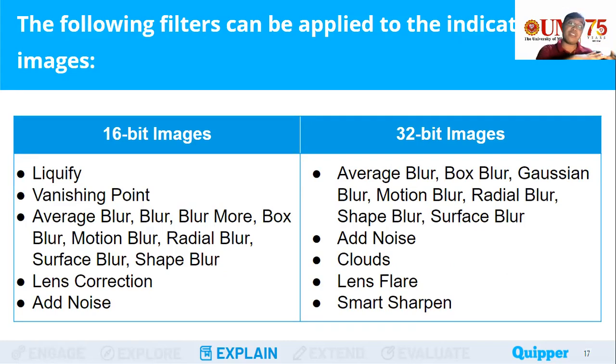16-bit: liquify, vanishing point, average blur, all classes of blur except Gaussian blur because we can find it in 32-bit images. Can add noise, clouds, lens flare, and smart sharpen in 32-bit images. Mas advanced siya. Lens correction, add noise in 16-bit.